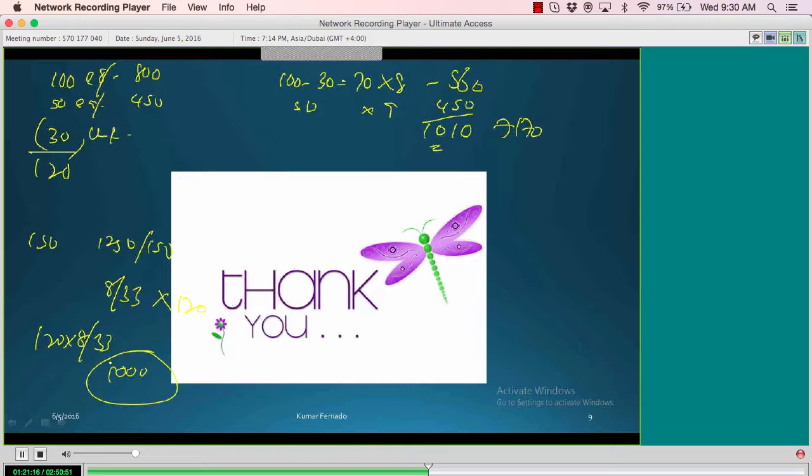Earlier, there was another method called last in, first out, but that is not permitted now. In that case, the 30 will go from the last 50 which came. So the original 100 will remain at 800, but the 30 will go out from the last. So we will have only 20.